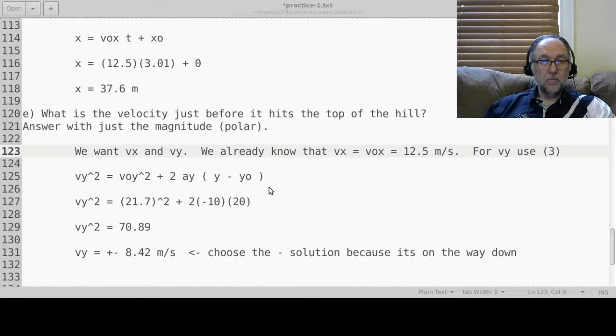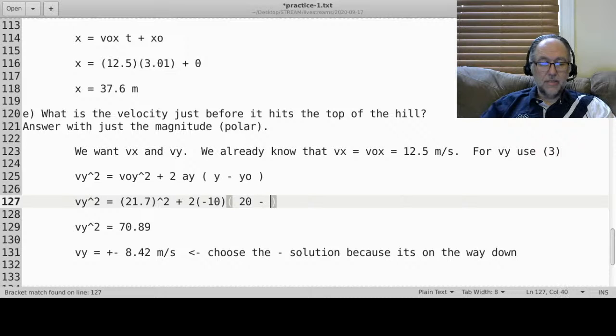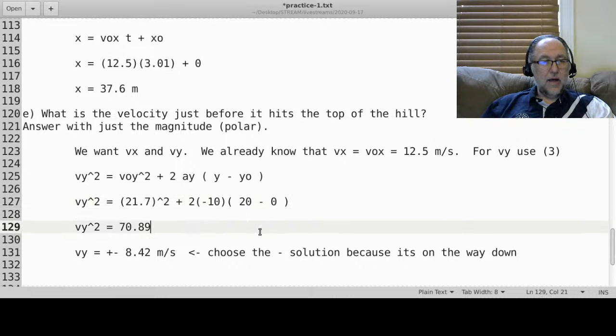All right, and so Vy squared is the V naught y, which was 21.7, squared, plus 2 times ay, which is negative 10, times (y minus y naught). y was 20, that's the top of the hill, and y naught is 0. So I didn't write that in here, but maybe just write it in here, minus 0. Okay, now it's pretty obvious what the substitutions are. y was 20, y naught was 0.